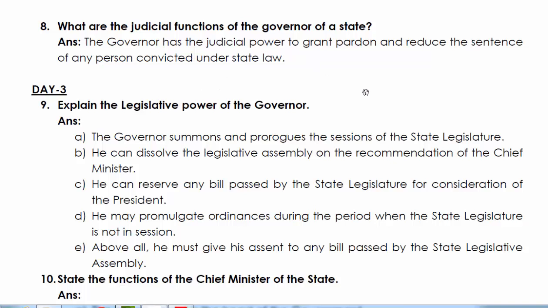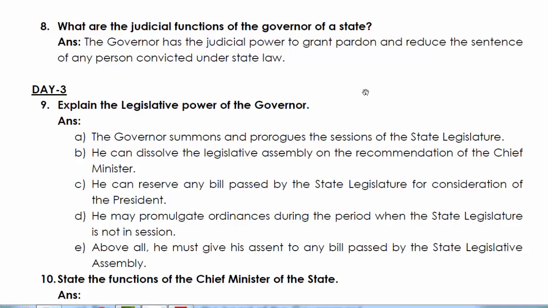Judicial. He has an executive function. Okay, he has a legislative function. Now comes to judicial functions of a governor. All right. So let's say the governor has the judicial power to grant pardon and reduce the sentence of any person convicted under the state law. So I'm sure you have understood. He has got some power. Okay. He can grant pardon. He can forgive, so to say.